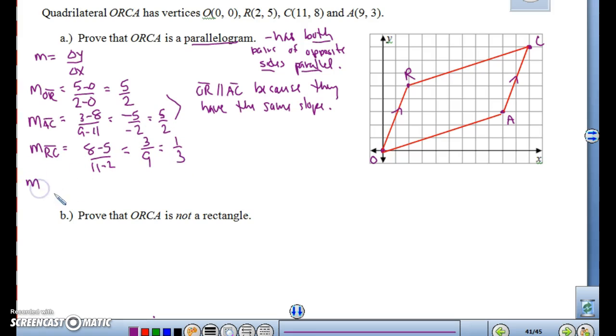And the slope of my parallel line to that would be OA. Using the coordinates O and A, it would be 3 minus 0 over 9 minus 0 is 3 over 9, which is 1/3. So what does that tell me about RC and OA? They're also parallel. RC is parallel to OA because they have the same slope.